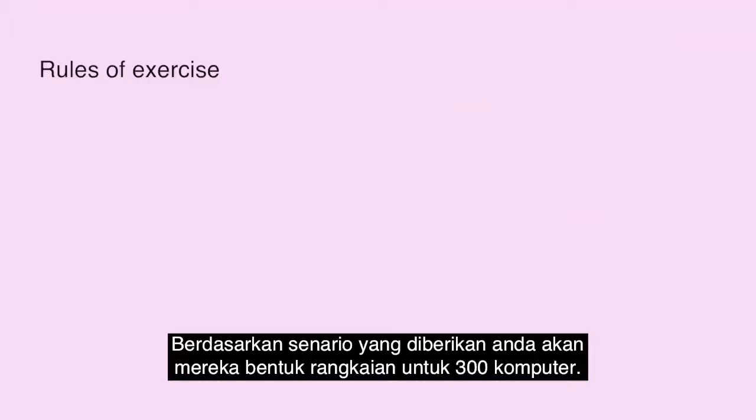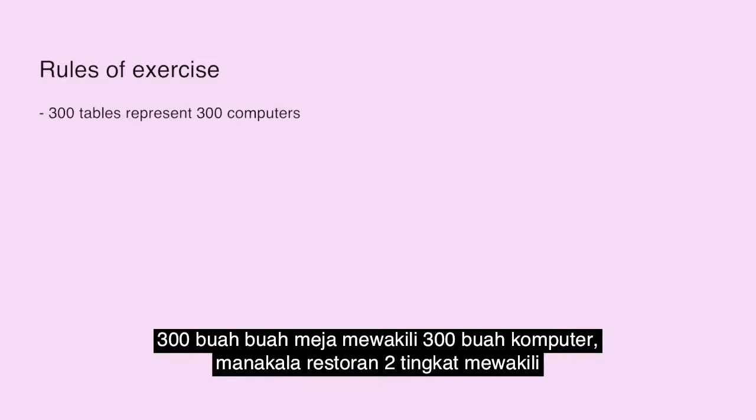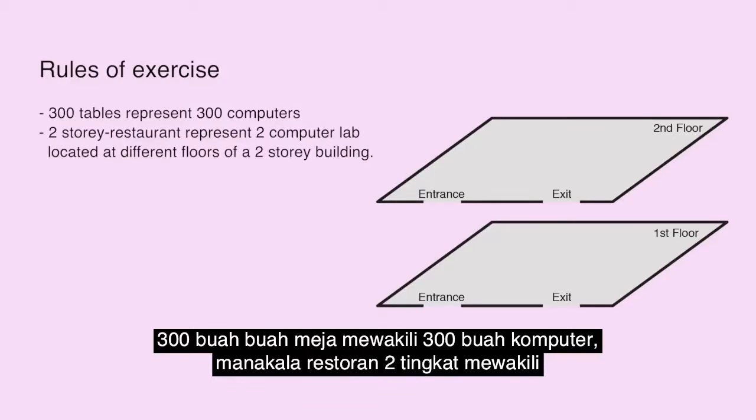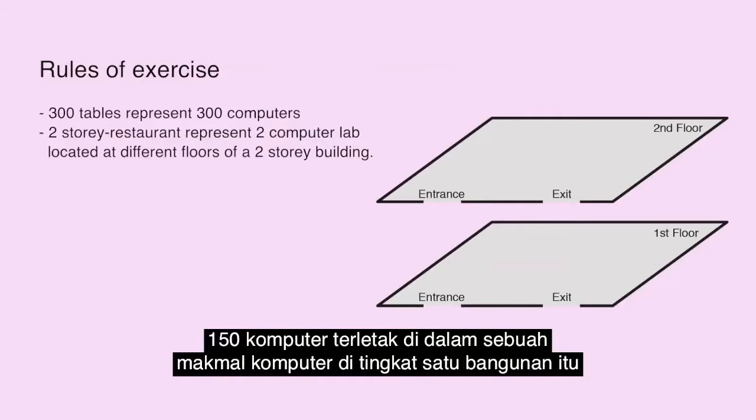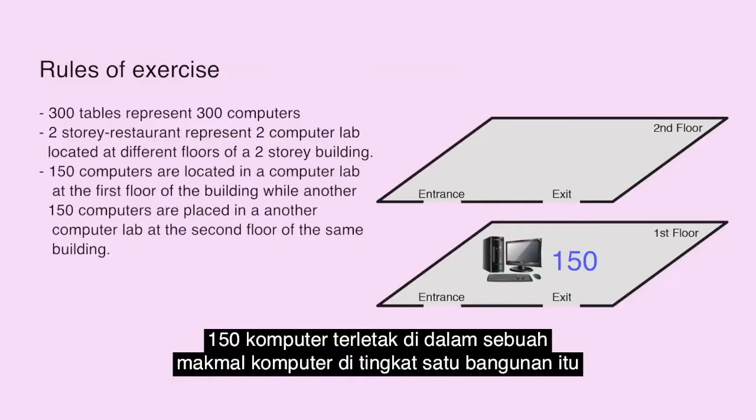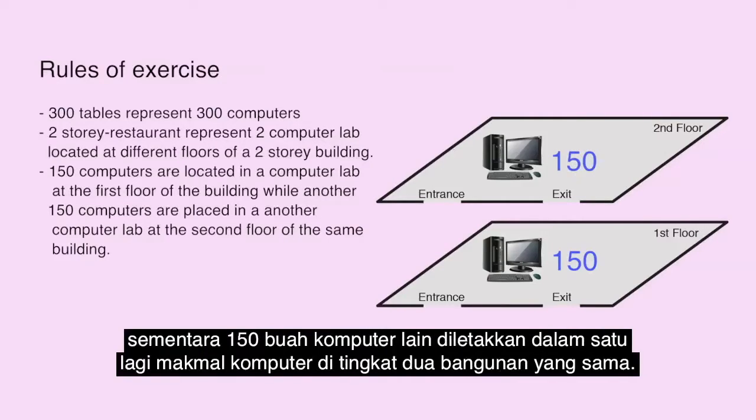Based on the scenario given, you will have to design a network for 300 computers. 300 tables represent 300 computers, while the two-story restaurant represents 2 computer labs located at different floors of a 2-story building. 150 computers are located in a computer lab at the first floor of the building, while another 150 computers are placed in another computer lab at the second floor of the same building.